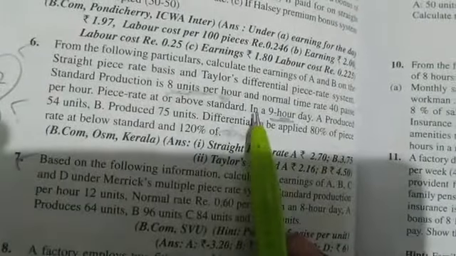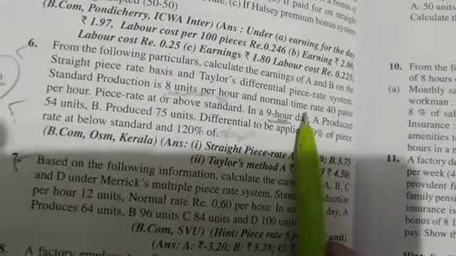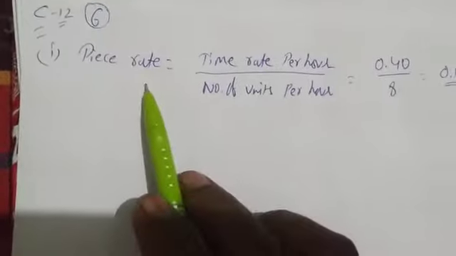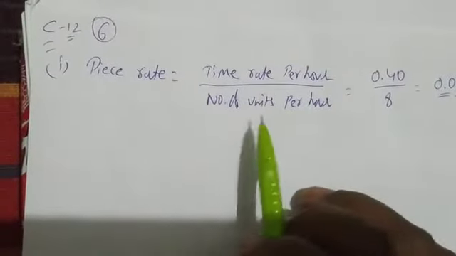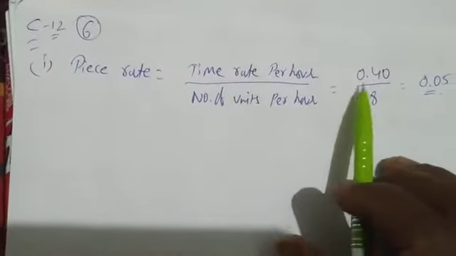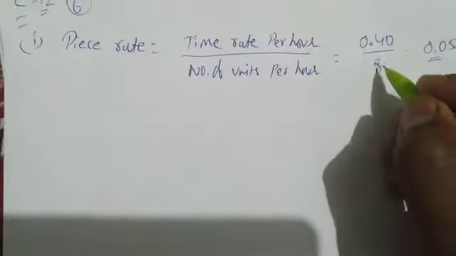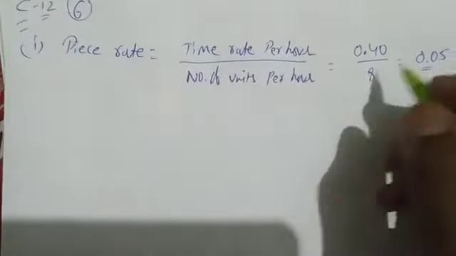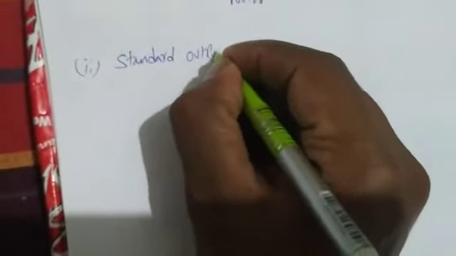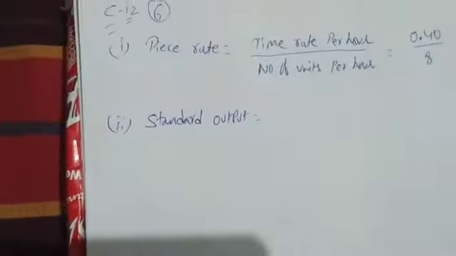So this is not given in the question, that we found out. See the entire question, there is no piece rate, it is time rate. We don't want time rate, we want piece rate. So piece rate, how to find out? Time rate per hour divided by number of units per hour. So 0.40 divided by 8, you do, 0.05 is your piece rate. Got it? Okay, next what do we have to find out? We have to find out standard output. How to find out standard output?